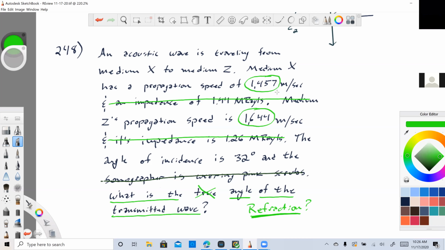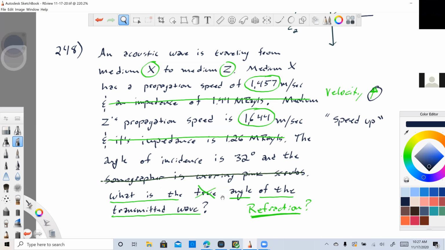Speed of sound, and why they have to use, you know, that's another thing. X to Z does not help us. So that's kind of a pain. So X is the first tissue, 1457. Z is the second tissue, 1644. The velocity increases. What happens with velocity increase? Speed up.